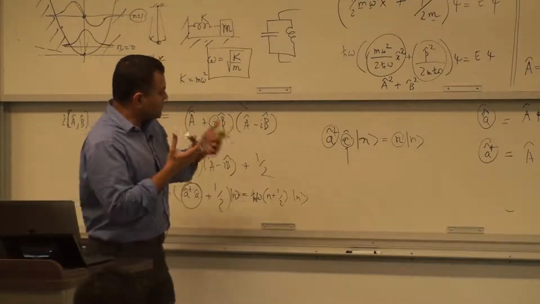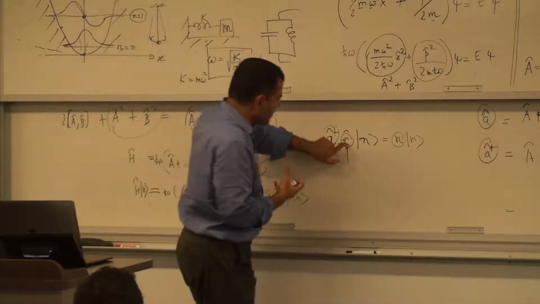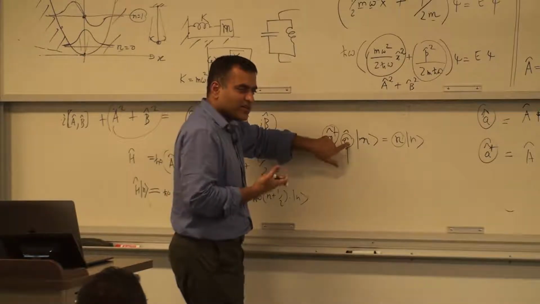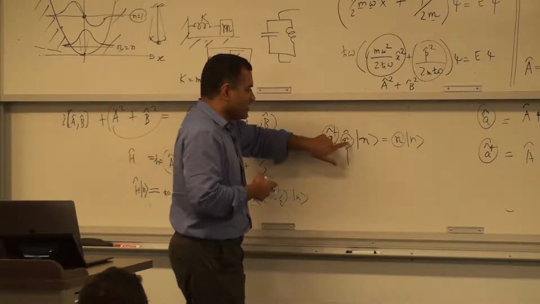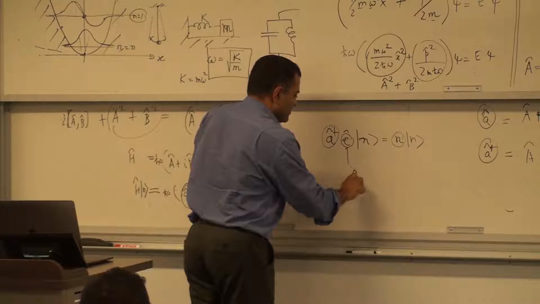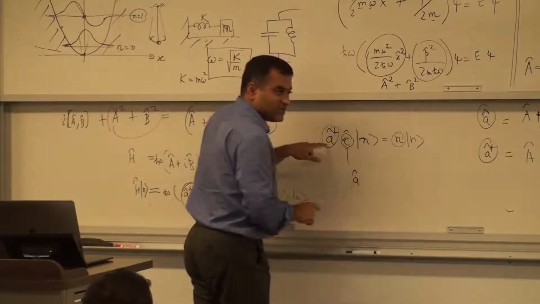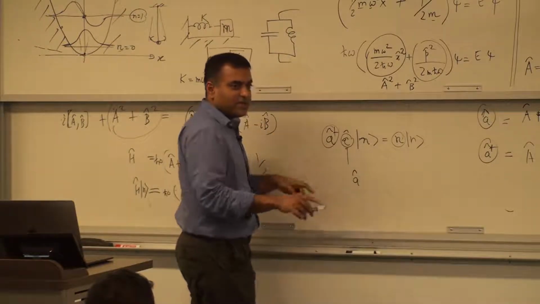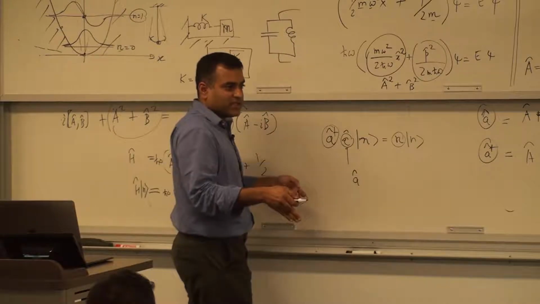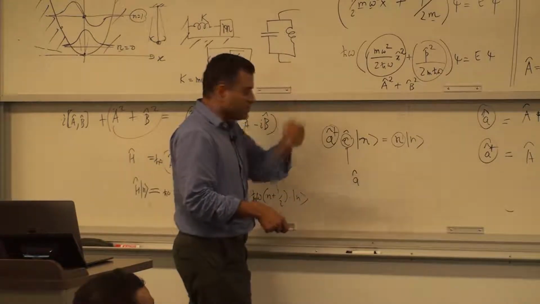But what you see is, if you do the math, you'll realize that these are not what you call Hermitian operators. A Hermitian conjugate is not equal to itself, right? Therefore, they cannot represent a physical observable. So it cannot do that.